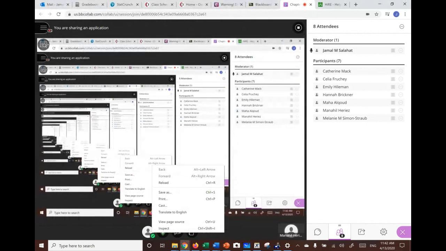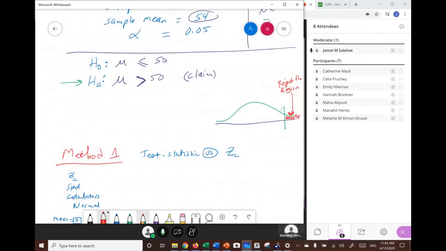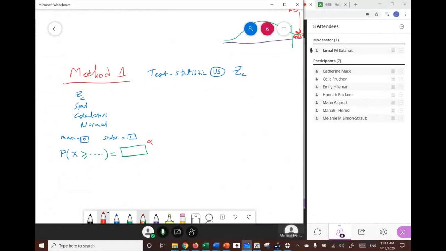Alpha goes into the last box. In our problem, alpha is 0.05, so you put 0.05. When you hit compute, the answer goes in there. So what is the Z critical?